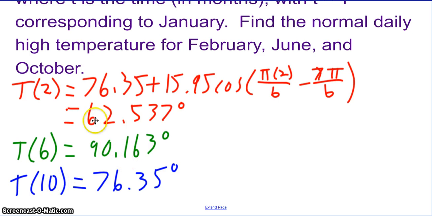And so we end up with 62.537 degrees for the normal daily high temperature for February, 90.163 degrees for the normal daily high temperature for June, and 76.35 degrees for the normal daily high temperature for October. Also note, when you're doing this, your calculator should be in radians. And again, this goes for most applications when they're modeled using trig, they are in radians. So if you got different answers, check to make sure your calculator was in radians.